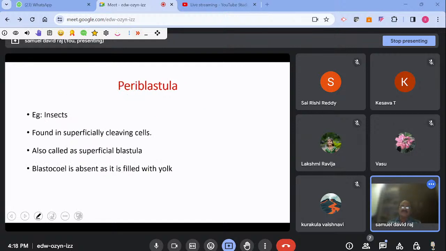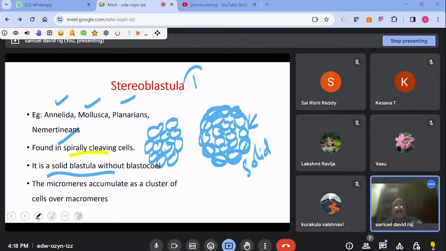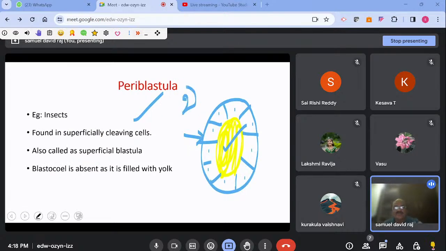And the periblastula. It is seen in insects. In insects there is a centrolecithal egg with central cytoplasm. So the blastula that is formed by the divisions that occur towards the periphery, hence we call this a periblastula, and this is also called the superficial blastula. Here also the blastocoel is absent as it is filled with yolk material. Thus, the blastocoel is absent in one, the stereoblastula. It is absent in two, that is the periblastula. You have to remember these two things.